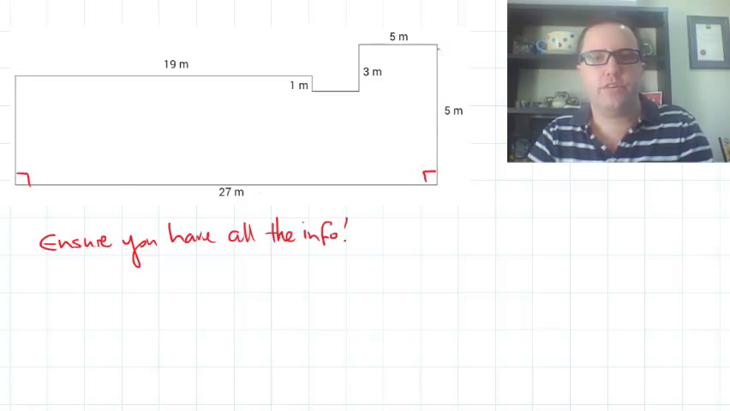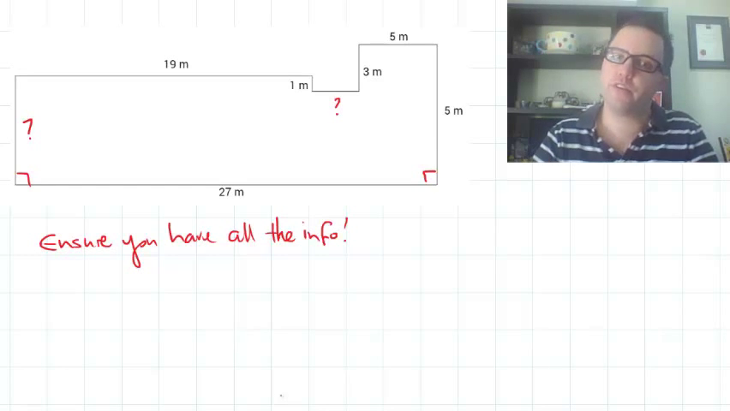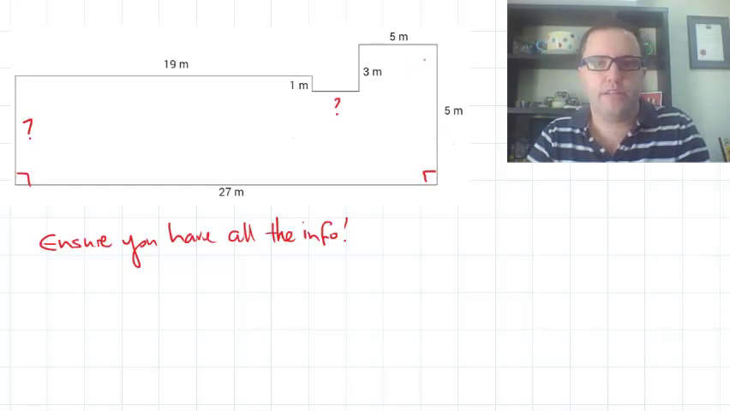Now, we're told this is 5 meters here, but we don't know this length here, and we don't know this length here. So we've got to find those out. So 5 meters is this distance here. And we come down 3 to here, and then back up 1. If we take 3 away from 5, we get 2 meters, but if we go back up 1 again, we get 3 meters. So this length here is 3 meters.